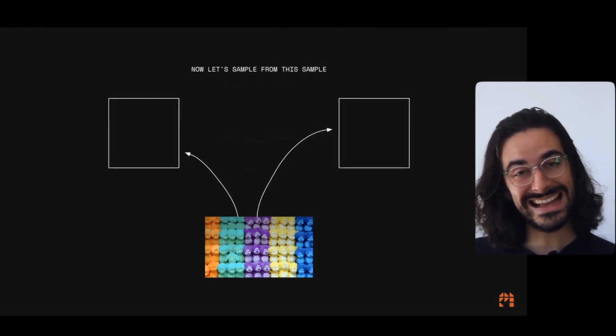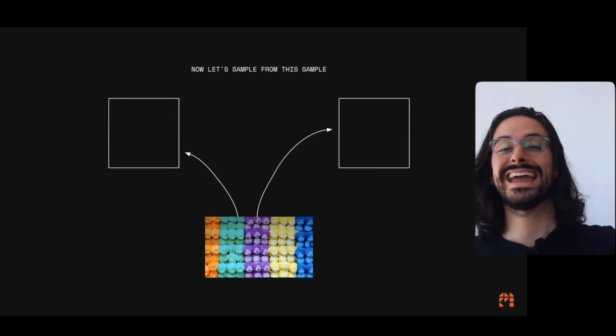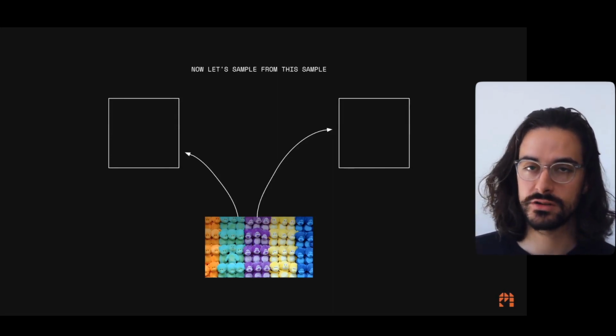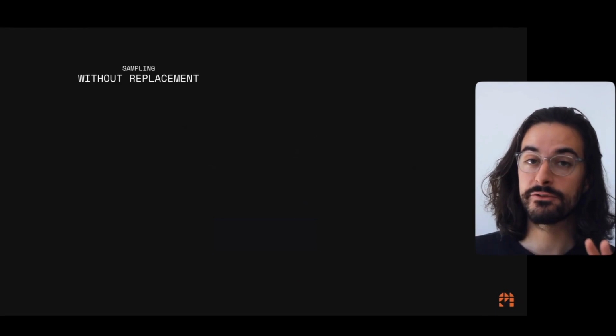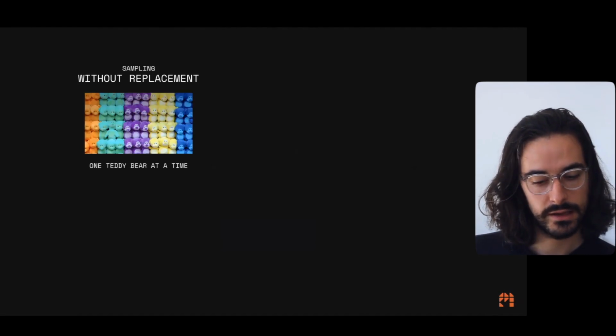And then from that sample, we're going to gather new samples. It's inception. Bear with me. I have a visual representation so you can understand this. So let's do the sampling without replacement first, and it's going to look stupid and it's not going to make any sense, but bear with me.